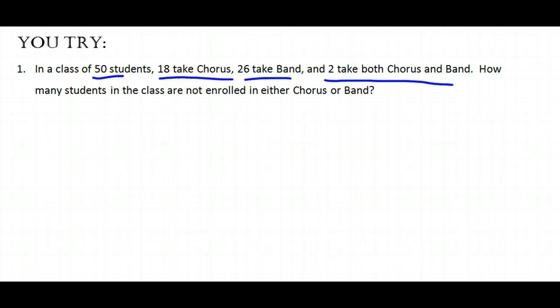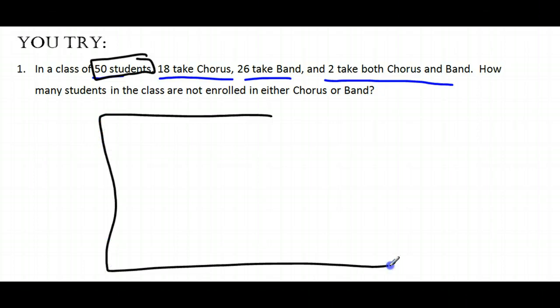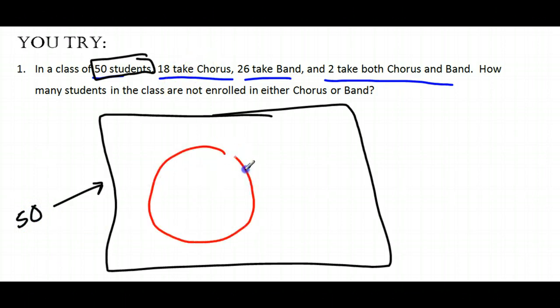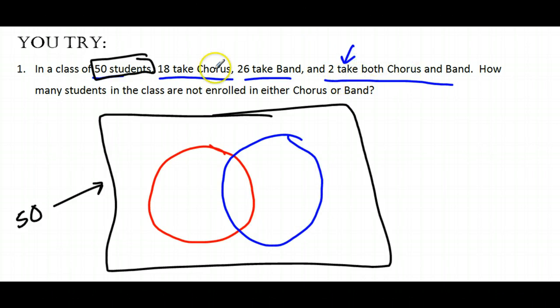So we've got this class of 50 students. We're going to consider that to be our universe. So when we draw our Venn diagram out, we need a universe that we're talking about. And inside there, we know that it has to be 50 total students. So I've got some that take chorus, and I've got some that take band. And we also know that there's a few that do both. So we're going to say that the red one is chorus and the blue one here is band.